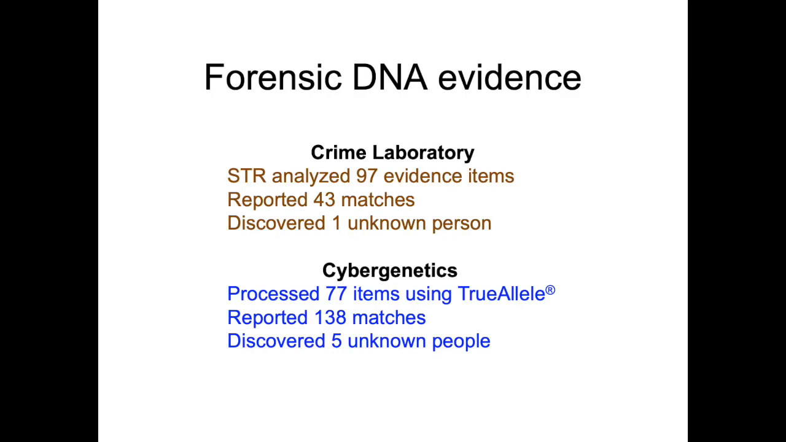There was a lot of forensic DNA evidence in this case. The crime lab analyzed 97 evidence items using STRs. They reported on 43 matches, and they discovered 1 unknown person. Cybergenetics processed 77 STR data items using our probabilistic genotyping TrueAllele software. We reported on 138 matches that we found, and we discovered 5 unknown people in the evidence. An independent crime laboratory using TrueAllele confirmed our findings.